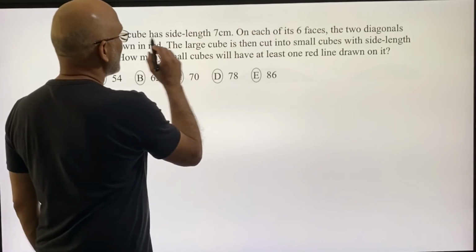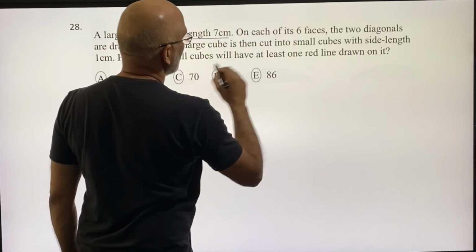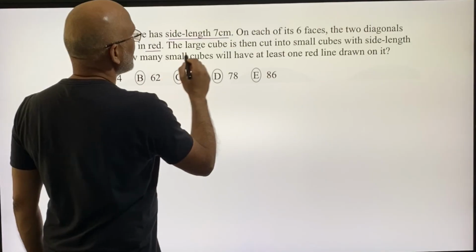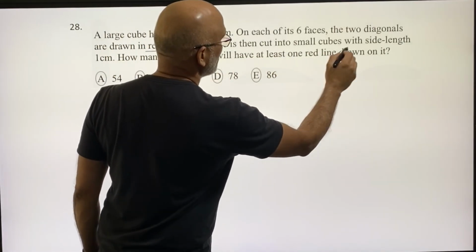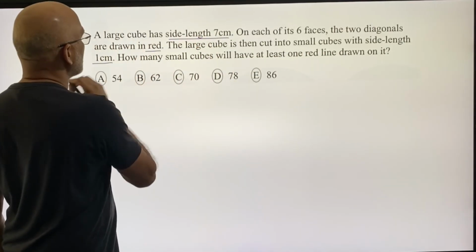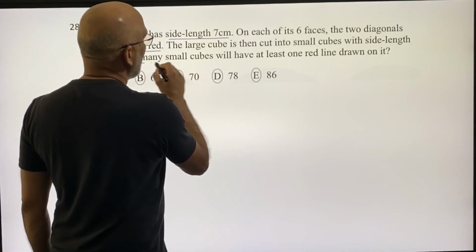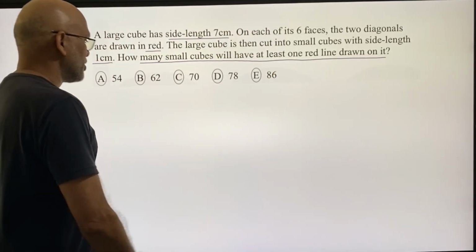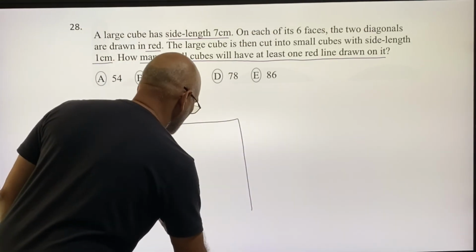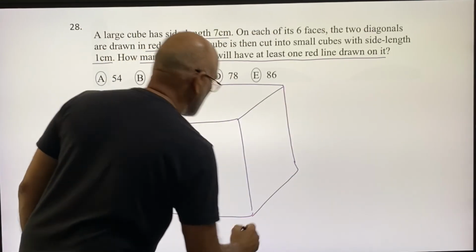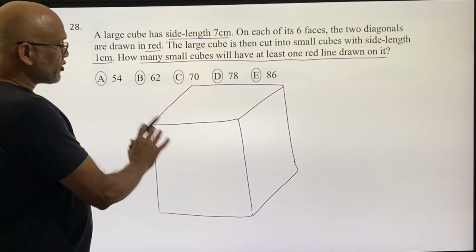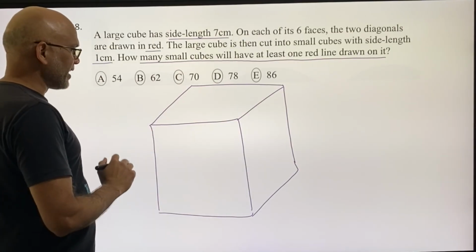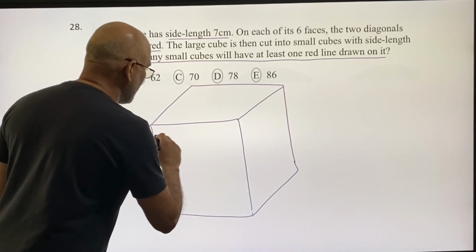A large cube has a side length 7 cm. On each of its 6 faces, 2 diagonals are drawn in red. The large cube is then cut into small cubes with side length 1 cm. How many small cubes will have at least one red line drawn on it? So let me draw the cube. Okay. Now this is going to be cut into smaller cubes of 1 cm side length. So let me draw that grid.